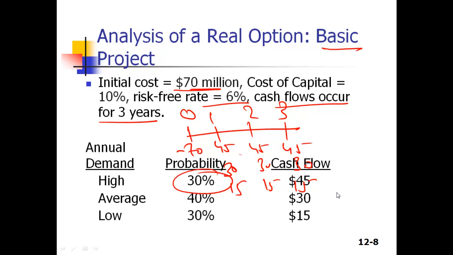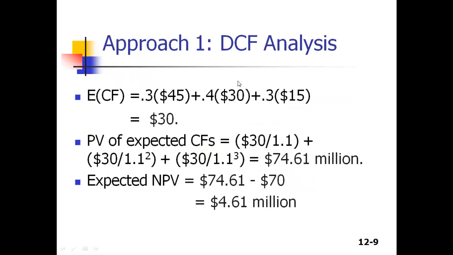So do it quickly. So this is what you should get. You should get an expected NPV of 4.6 million. How? What is the probability of the 45 cash flow? 0.3. Of this cash flow, it's 0.4. This cash flow, it's 0.3.